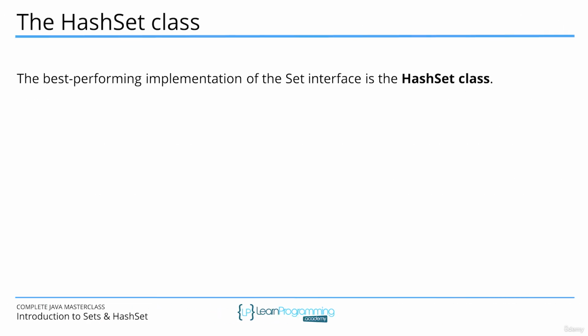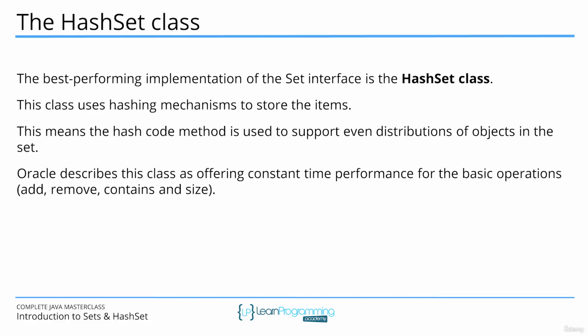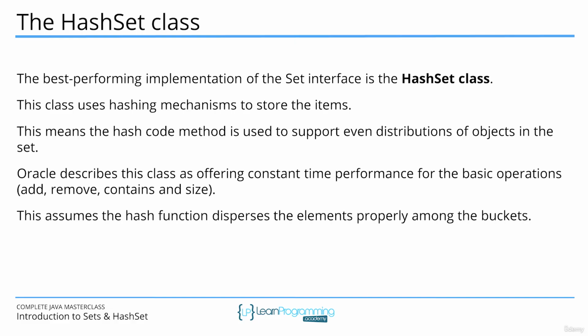The best performing implementation of the set interface is the hash set class. This class uses hashing mechanisms to store the items. This means the hash code method is used to support even distributions of objects in the set. Oracle describes this class as offering constant time performance for the basic operations: add, remove, contains and size. This assumes the hash function disperses the elements properly among the buckets. Constant time has the big O notation O(1).